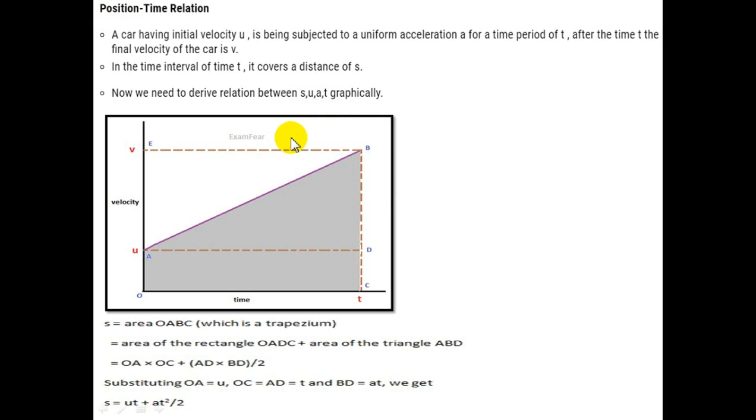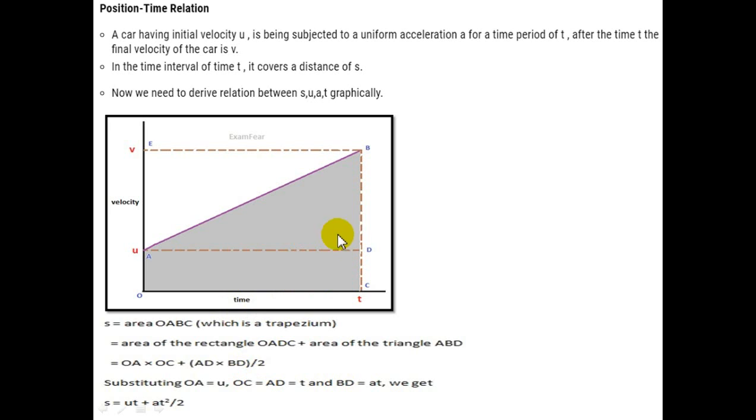We also know that the second equation is the relation between displacement and time. So S is equal to the area of OABC. When we find the area of this whole portion, we will get the actual displacement. Now how will we find the area of OABC? It is the area of the rectangle OADC plus the area of triangle ABD. In this way we can find it out.